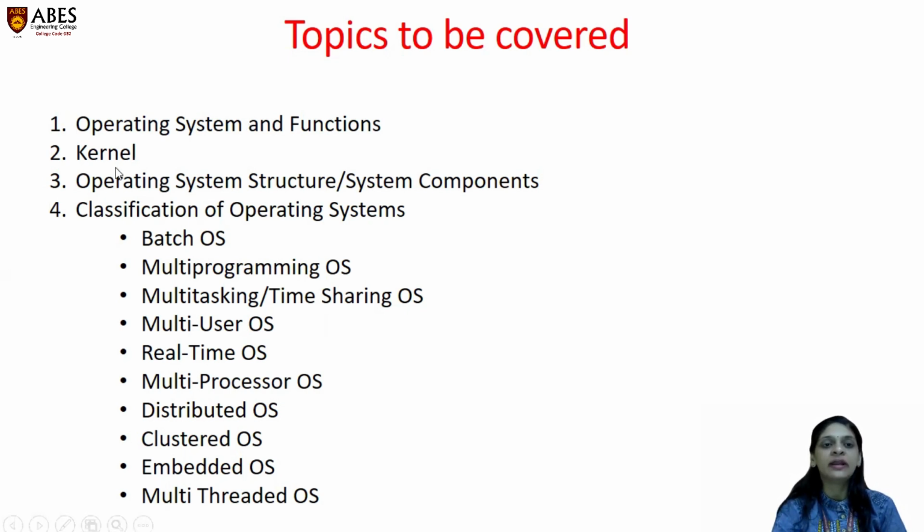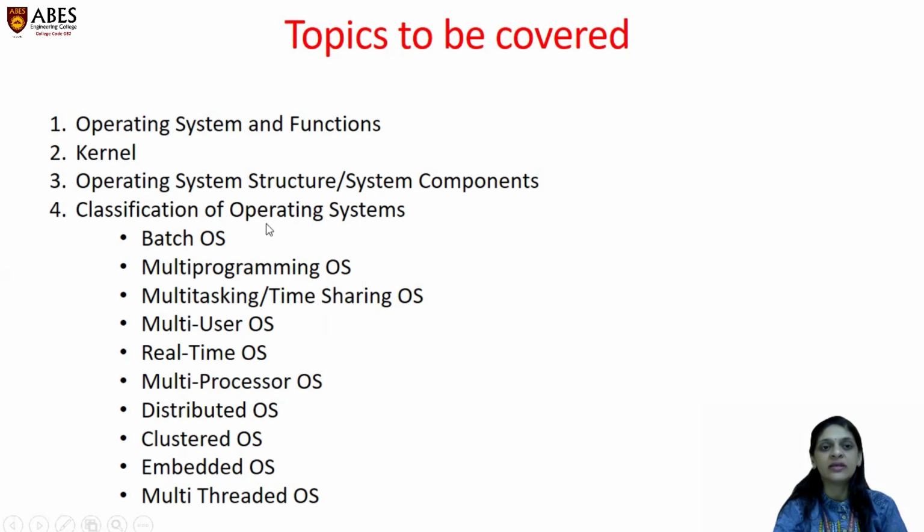The second topic that we will discuss in our lecture series is the kernel. Basically, the kernel is also known as the heart of an operating system. Why it is so called, we will discuss. The next topic is operating system structure and system components. Basically, we have four types of system components that we will discuss.